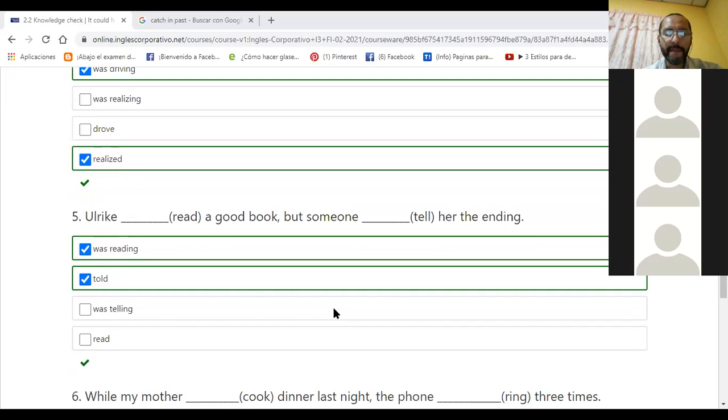Next one. How do you pronounce the first word? Ulrich. Correct. What's the meaning of that? That's a name. Ulrich was reading a good book, and someone told her the ending. Qué malo. Told her the ending.